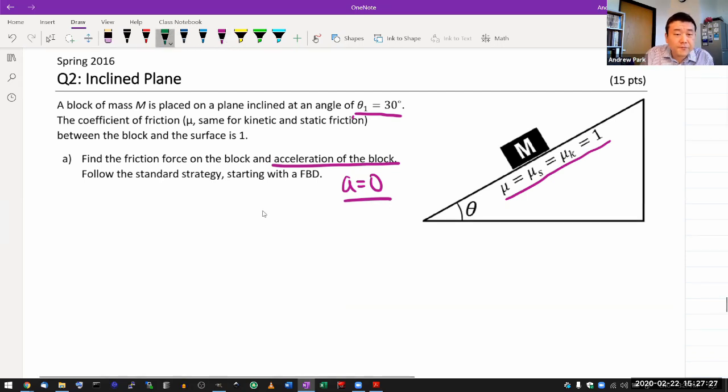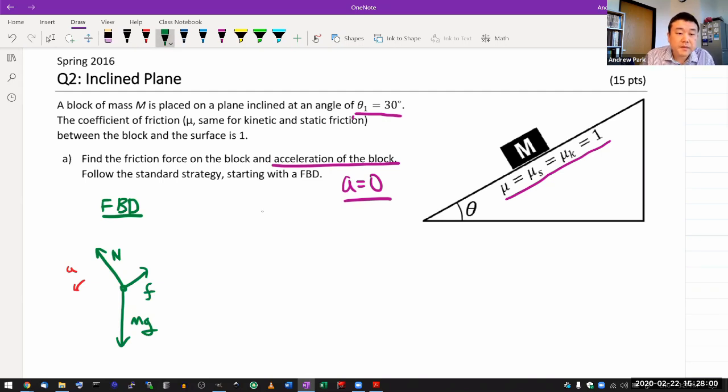So I'll start out with a free body diagram. You've seen me draw free body diagrams many times, so I'll draw this one quickly without a lot of commentary. I have gravity pulling it down, mg. I have normal force, which is going to be perpendicular to the surface. There's friction, so without friction, it tends to slide down this way. So the friction force will have to oppose that. So I'll have some friction force going that way.